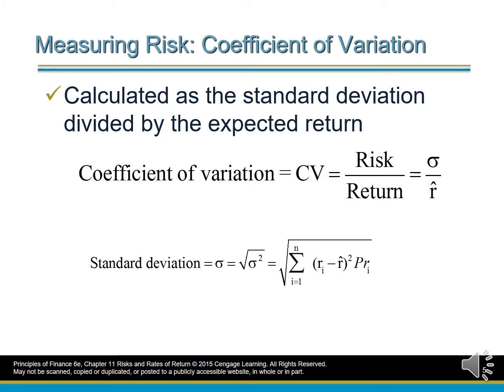Measuring risk. Coefficient of variation is calculated as the standard deviation divided by the expected rate of return.